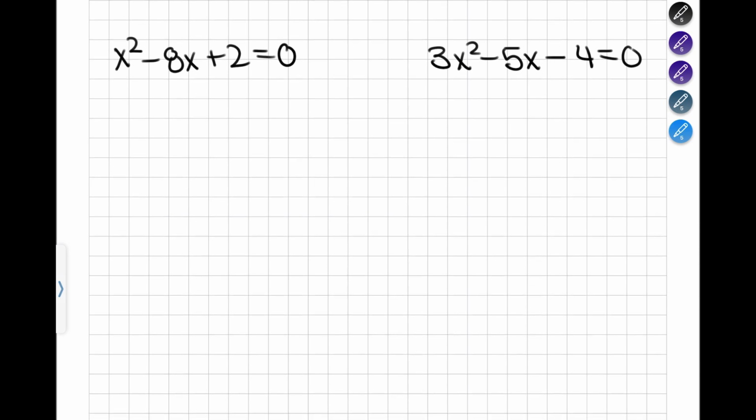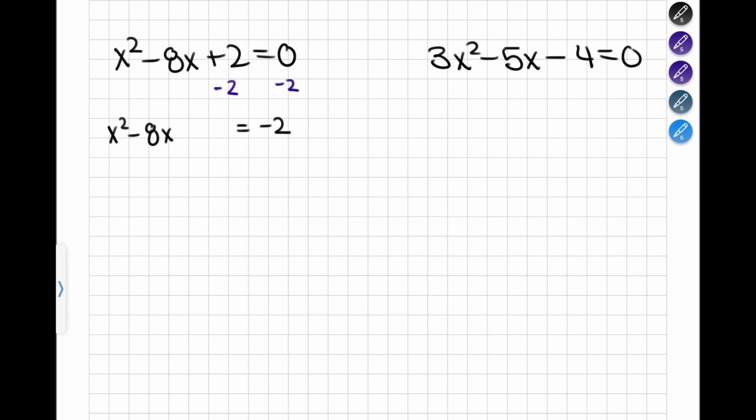First one, x squared minus 8x plus 2. Step 1, move the constant to the other side. So x squared minus 8x equals negative 2. Step 2, complete the square.